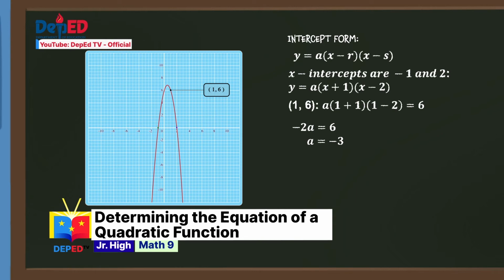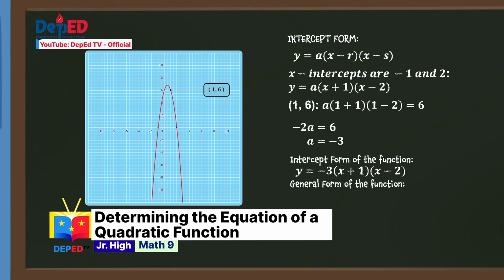Thus, the intercept form of the equation of the function is y equals negative 3 times the binomial x plus 1 times the binomial x minus 2. In general form, it can be expressed as y equals negative 3x squared plus 3x plus 6.